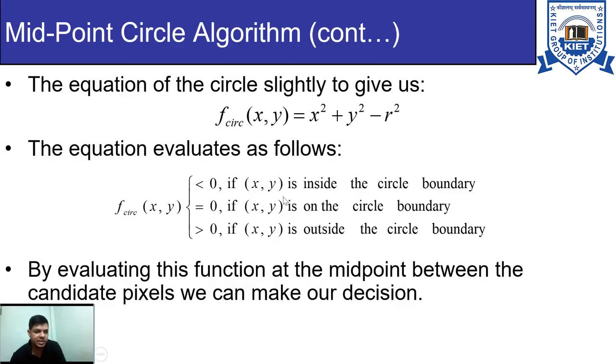This is the property that we are all familiar with, and by making use of it we will move forward. By evaluating this function at the midpoint between the candidate pixels, we can make our decision. So this function will serve as a decision parameter, and it will help us choose which pixel we have to activate.